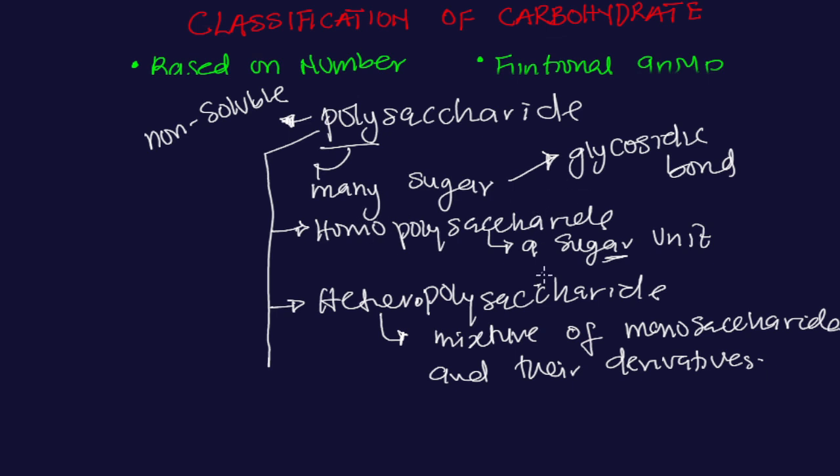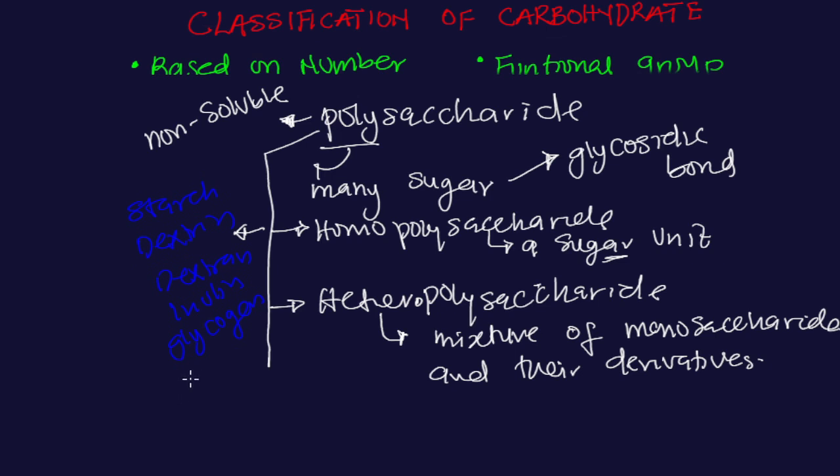And in the case of homopolysaccharide, it contains a single sugar unit. Examples of homopolysaccharide are starch, dextrin, dextran, and inulin. And inulin is a fructose polymer, it contains fructose. We are also talking about the case of glycogen. So we have starch, dextrin, inulin, glycogen.